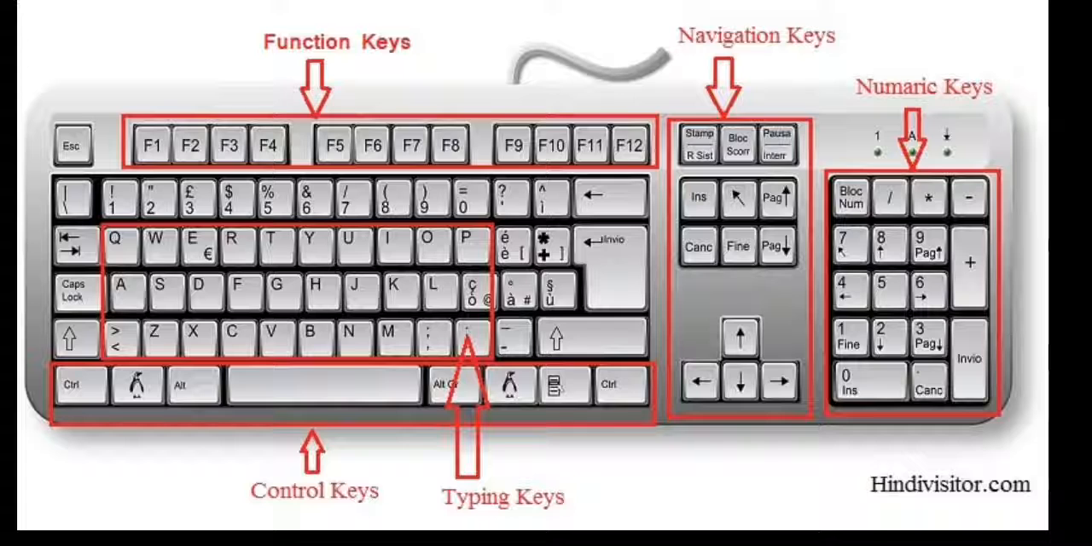The second one is number keys, 0 to 9. The third one is keys for mathematical operations, that means plus, minus, equals and division. And then the fourth one is keys for punctuation marks, so various punctuation marks like inverted comma, double inverted comma, like that. And then the fifth one is keys for special symbols. Dollar is there, at is there, hash is there, etc.